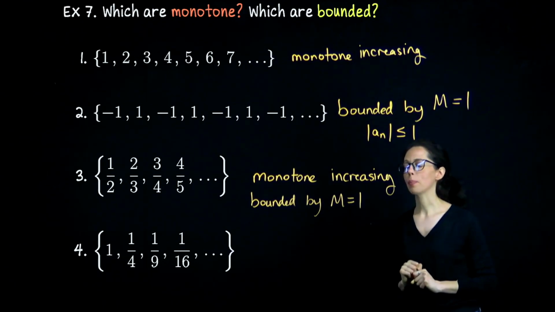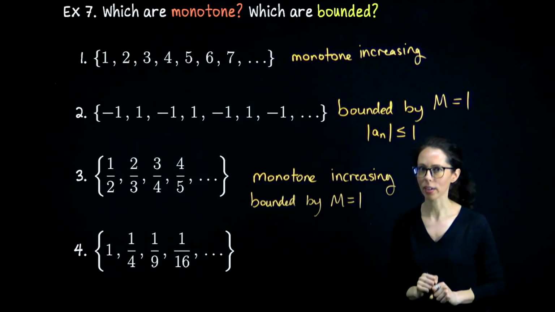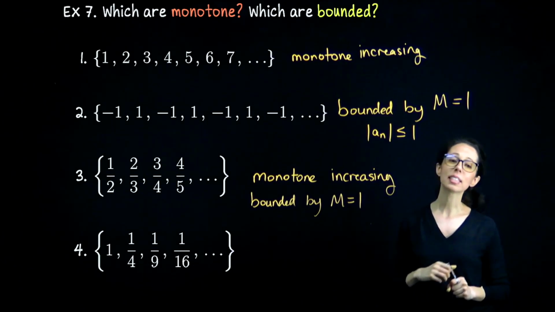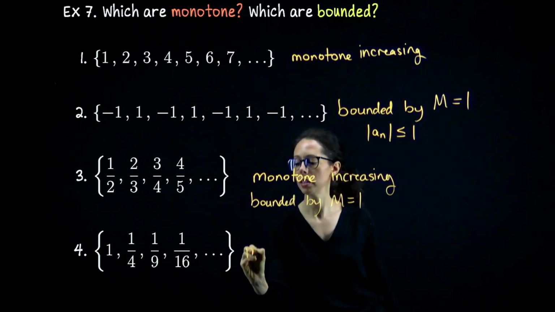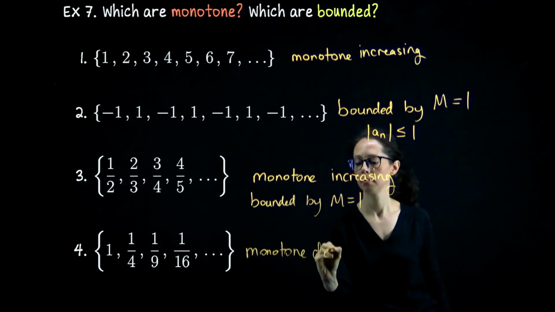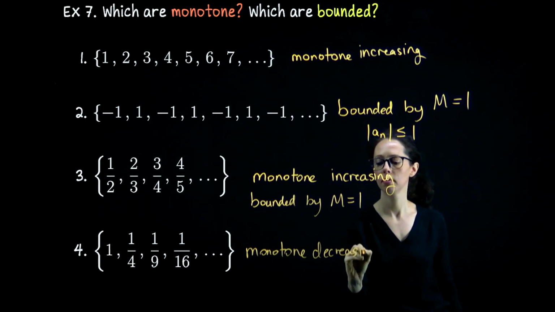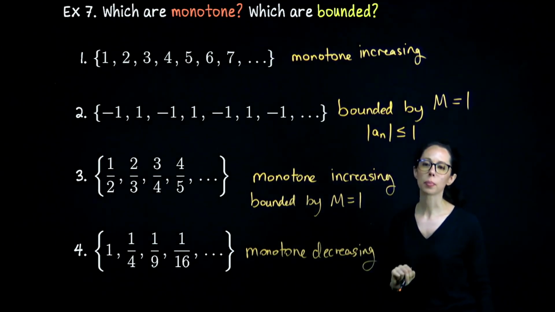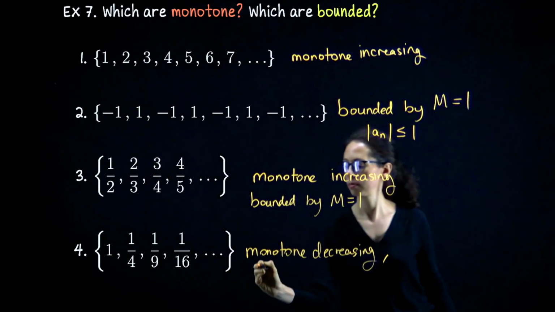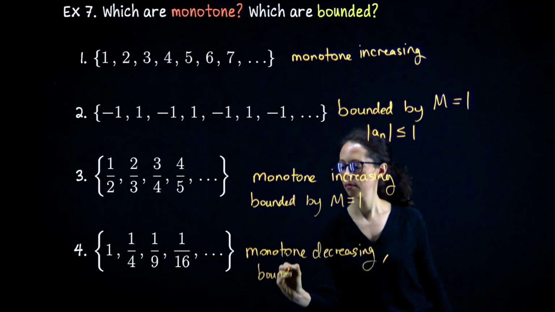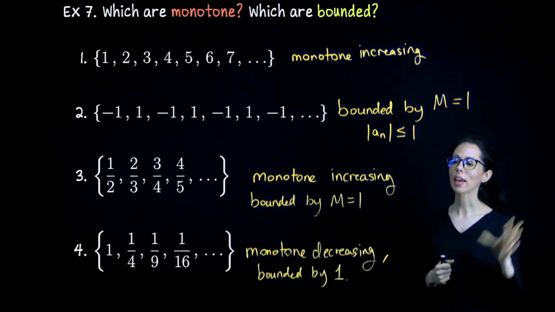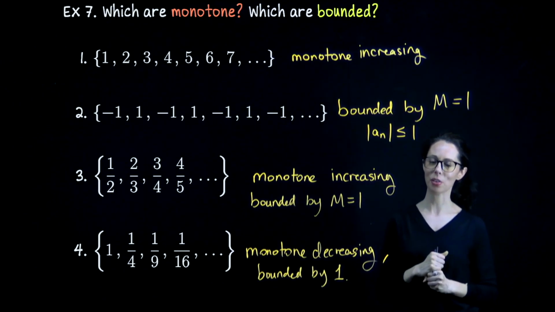Okay, for this final example, we're looking at 1 over n squared. So we have 1, a fourth, a ninth, a 16th, et cetera, et cetera. This is decreasing. So this is monotone decreasing. All of the terms are between 0 and 1, so this one is also bounded by 1. Okay, so I hope these 4 examples illustrated those definitions.